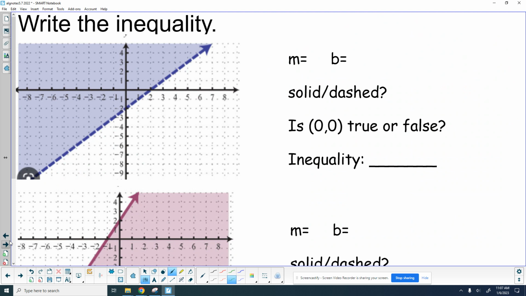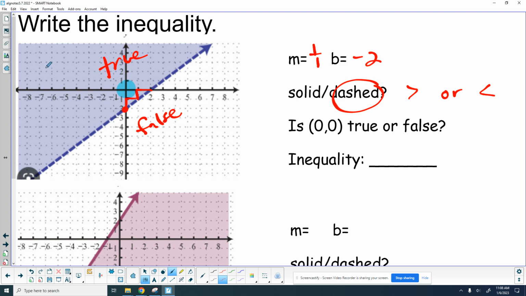All right, so if we write the inequality going the other direction, this is review as well. My b is right here, -2, and my slope is up 1, right 1. So my slope is 1 over 1, or just 1. This is a dashed line, so what I know from that is it's either greater than or less than. And (0, 0) is right here in the center of the graph. So that is on the true side, and I know this is the true side because the shading is over here on this half plane.